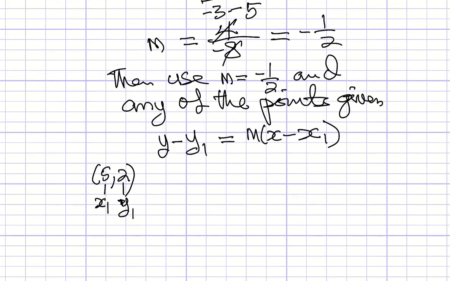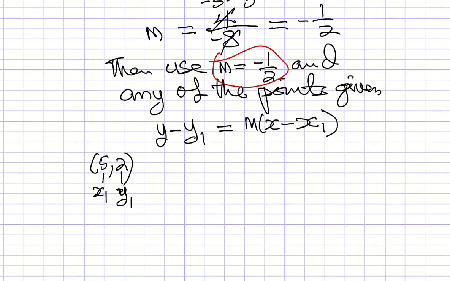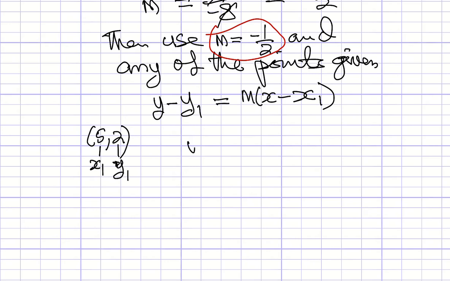And then we'll put it in this equation using the slope we found. The slope we found is right here. That's the slope we found, right? And then we'll proceed. What do we get? We get y minus 2 equals the slope, minus half, times x minus 5, okay? So we just have to simplify, that's all.